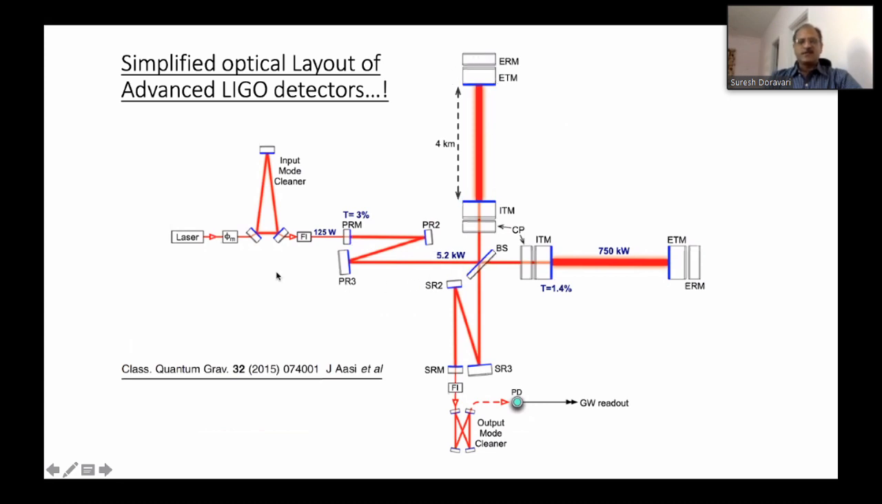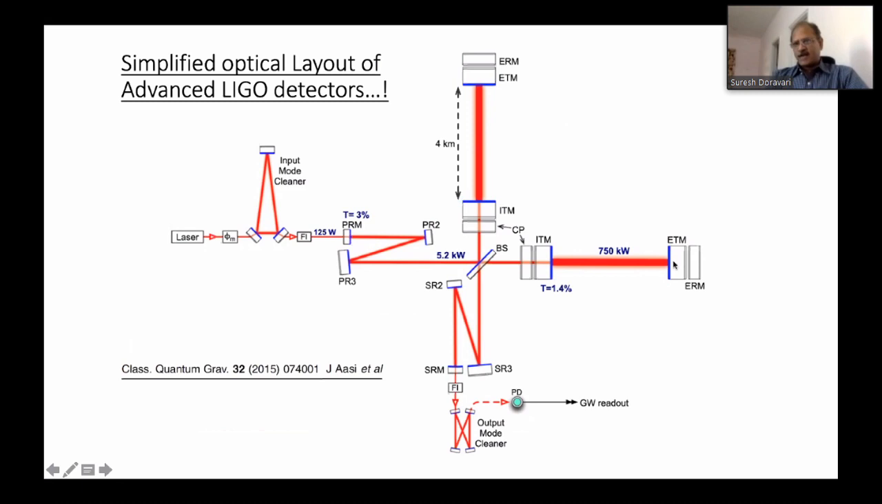So the sensitivity of the detector is significantly increased. As you know, we have to increase the effective length of the arm. The distance between the ITM and the ETM is 4 kilometers. These mirrors are about 40 centimeters in diameter, and they weigh about 35, 40 kilograms or so.